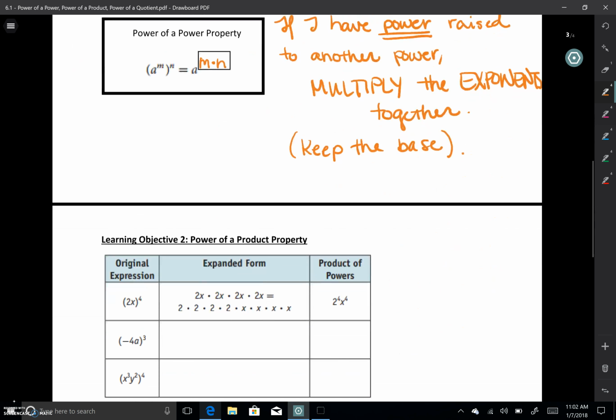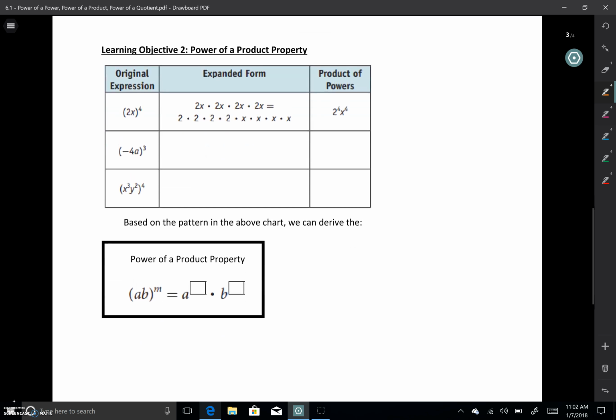Moving on to learning objective 2, we have power of a product property. So again, let's take a look at this chart that we have. Our original expression gives us 2x to the 4th. So that's 2x times itself 4 times. Well, if I rearrange some terms, I can put all of my coefficients together, meaning all of my 2's together, and put all of my variables together, meaning all of my x's together. And what I really have now is 2 times itself 4 times, which is 2 to the 4th here, and then x times itself 4 times, which is how I get this x to the 4th here.